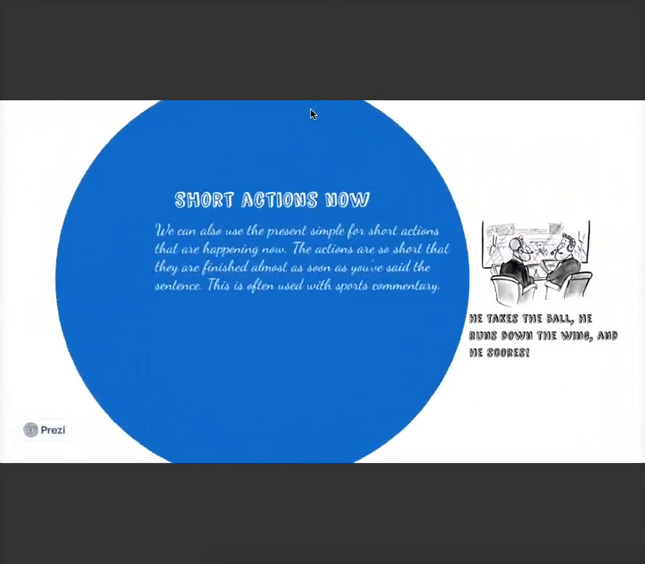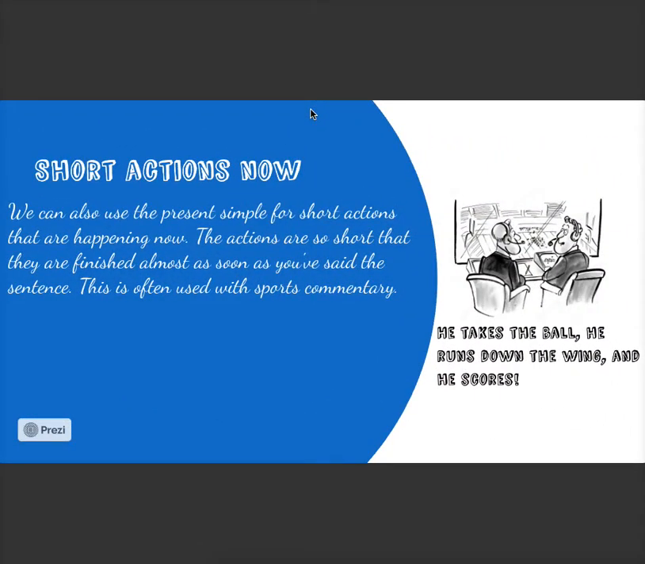Let's continue then. We have another use, guys, and this is to talk about short actions now. If you realize, we are talking about things that happen just now, cosas que pasan ahorita, en el presente. So, of course, we are going to use it to talk about short actions. Majo Vélez, can you please help me reading this slide, baby? Yeah, sure. Short actions now.